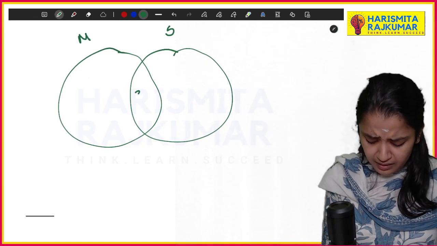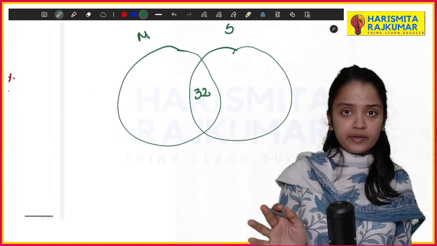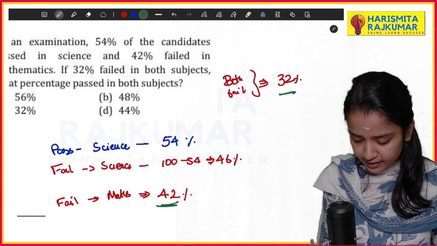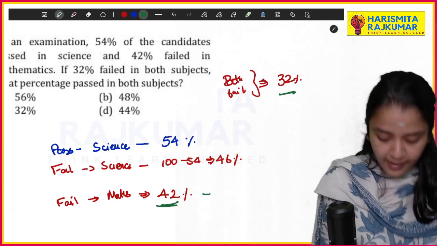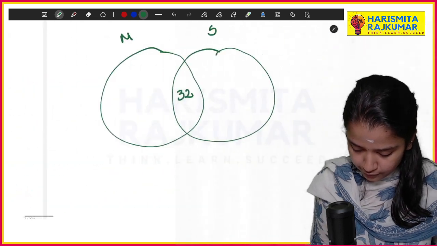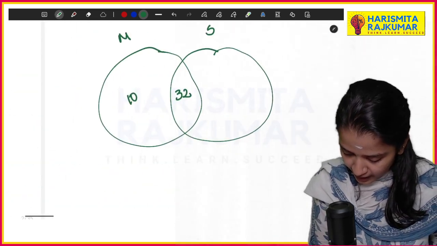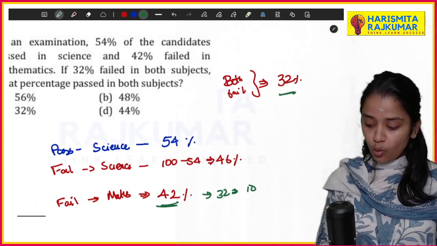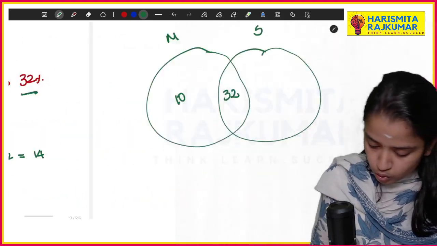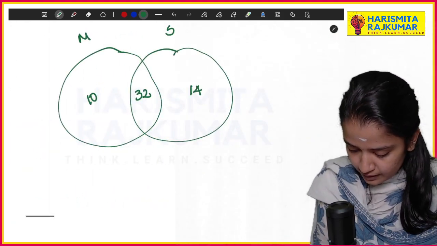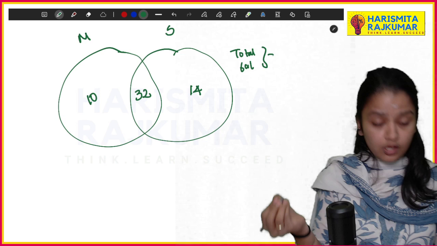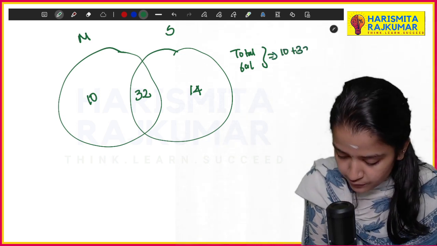So remaining how much? If you subtract the common part, you'll be having 10. So 42 minus 32, I'll be getting 10. So only maths failed is 10. Likewise, when I subtract 32 from 46, I'll be having 14. So only science fail is 14. So total fail is nothing but 10 plus 32 plus 14, which you'll be having as 56.